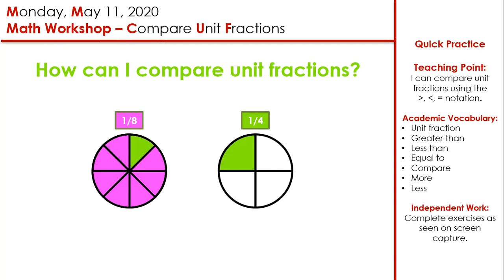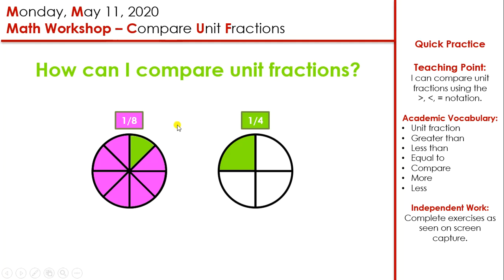So how can I compare unit fractions? We already took a look at this situation right here where we had 1/8 compared to 1/4. So which one is greater? We have the same size circle. We have unit fractions, but we can see right here that the denominator in this case is greater than this one. So since this one is greater, then that might lead me to assume that this fraction is greater. But this doesn't happen that way when we work with fractions.